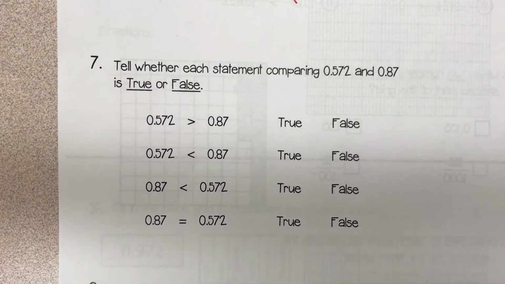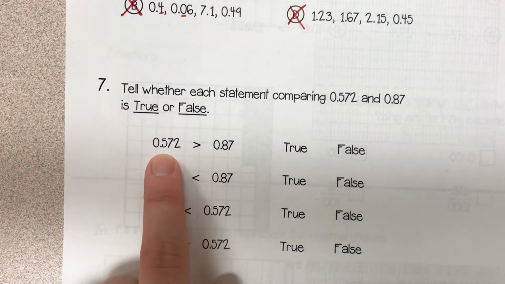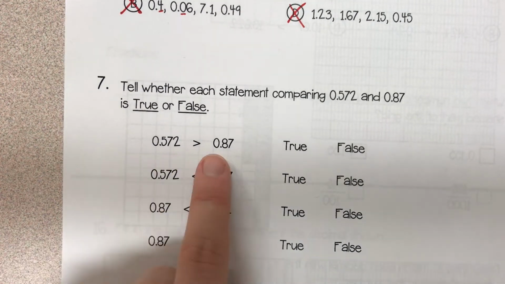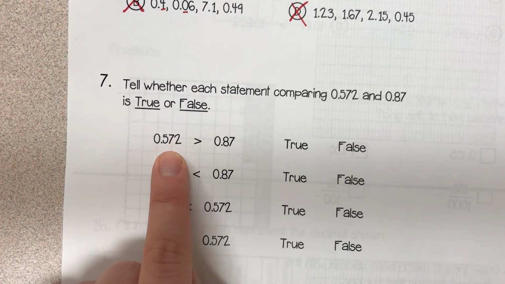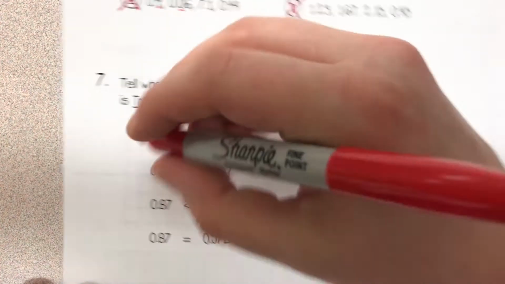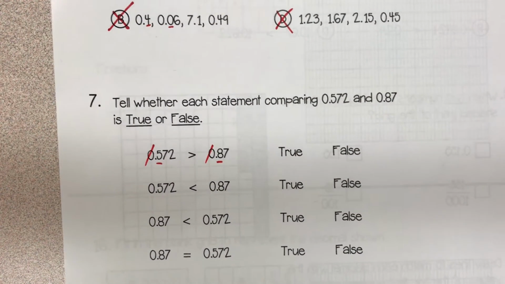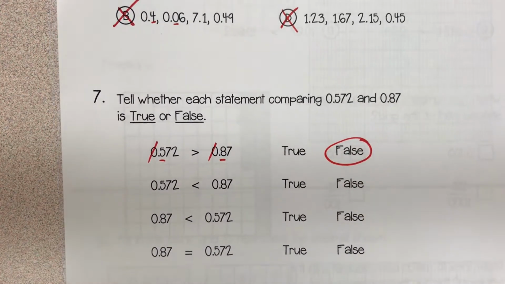Okay, number 7. Tell whether each statement comparing 572 thousandths and 87 hundredths is true or false. So here, the first one says that 572 thousandths is bigger than 87 hundredths, and that is incorrect because if we look at the zeros, they cancel each other out, right? And then we look at the next digit, 5 and 8. 8 is obviously bigger, so this is false.